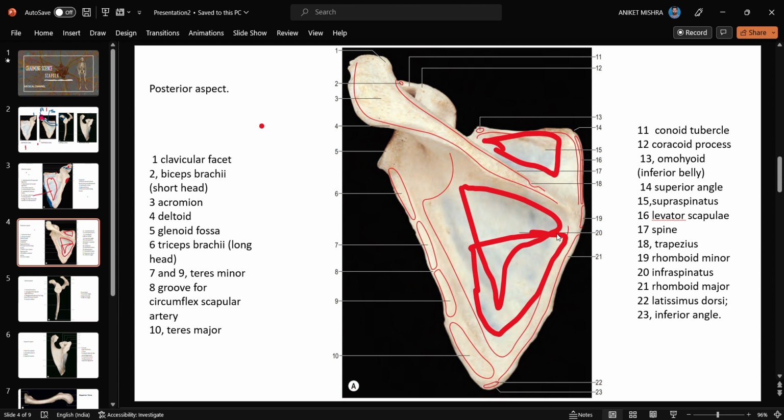There is a muscle, the deltoid. When we look at the crest of the spine of the scapula, we will see that the deltoid arises from the lower border of the crest of the spine and from the lateral border of the acromion.